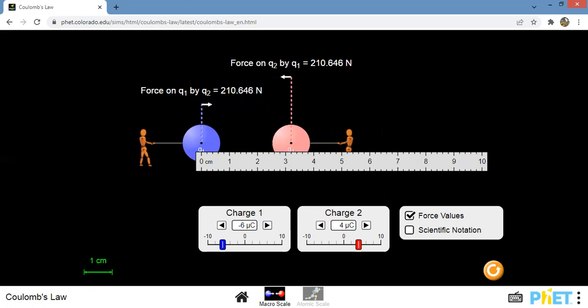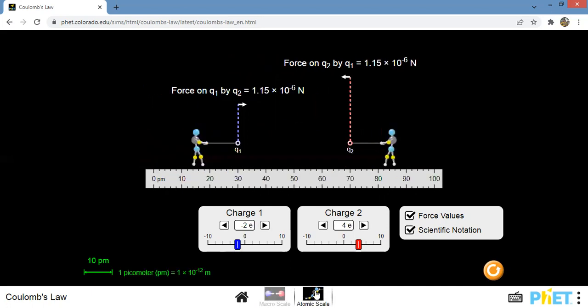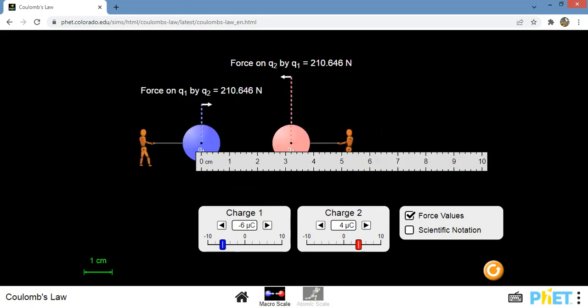So this is how we have our simulator here. This is the Coulomb's law simulator. The other one is what they call the atomic scale, but what you'll be using is the macro scale for this activity. I hope that the use of the table and the use of the simulator is clear now.